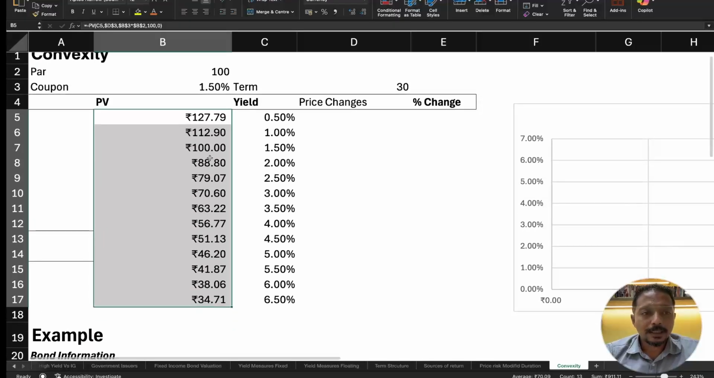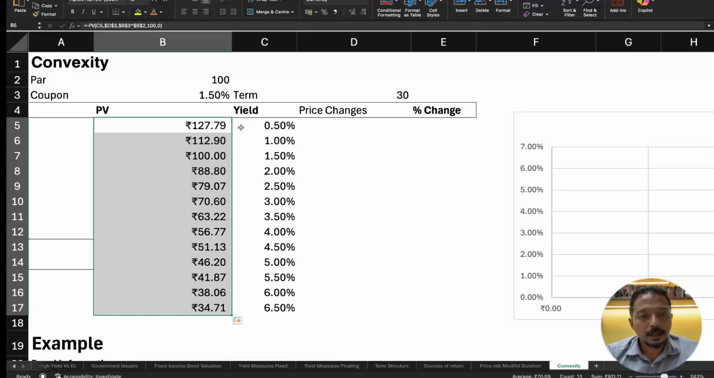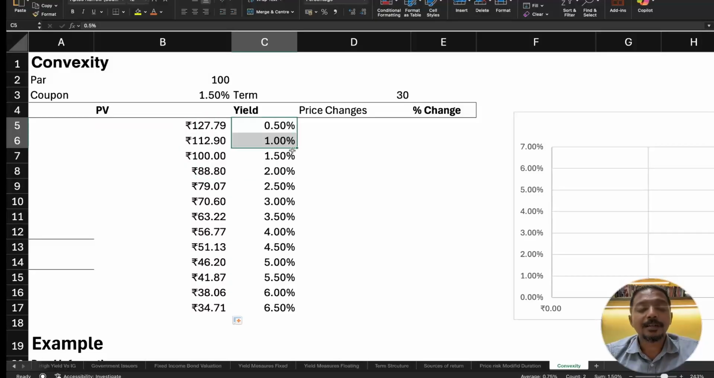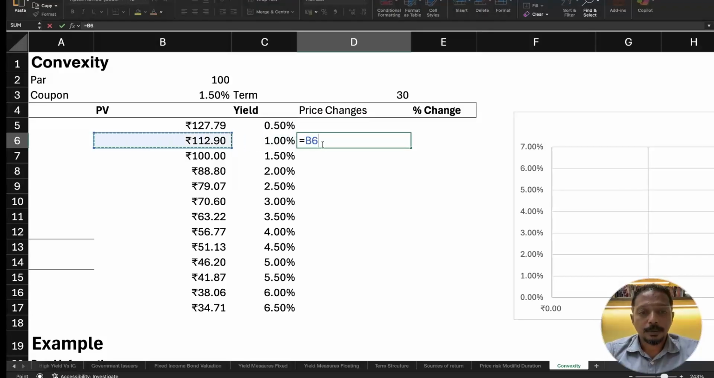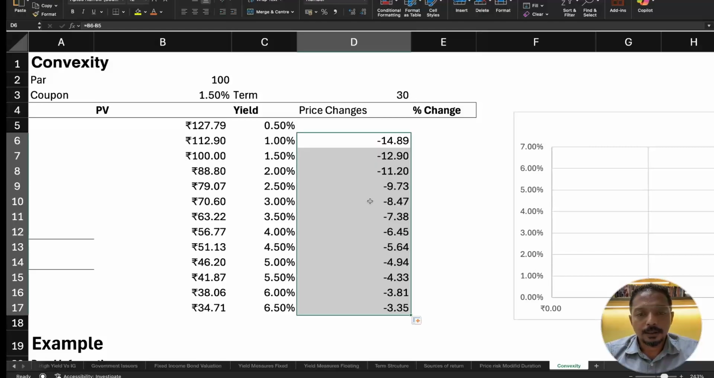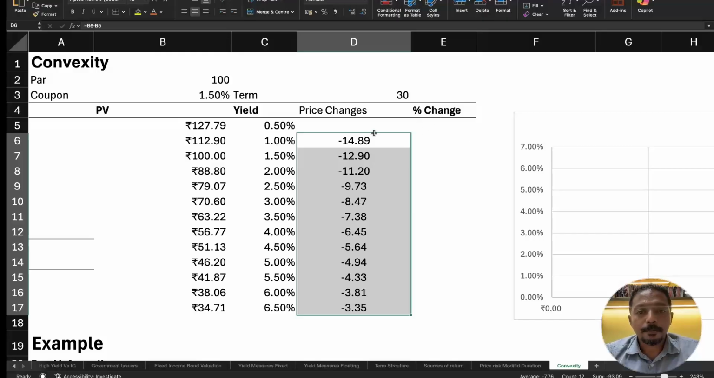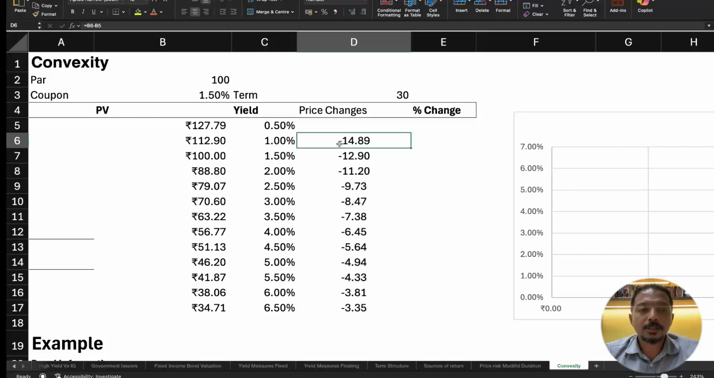Now what we are interested in is understanding how these 50 basis point changes between the yields affect the prices. So let's find out the difference between the prices. You can see that between this and this, it's about 14 rupees or dollars change, if we were to consider rupee terms. It really doesn't matter whether it's rupee or dollar, but look at the amount. For every 50 basis point change, the price changes are different. It is not exactly the same.